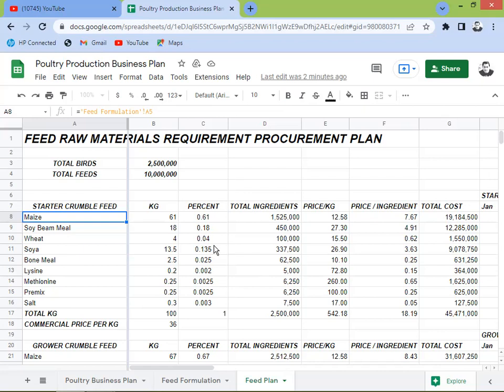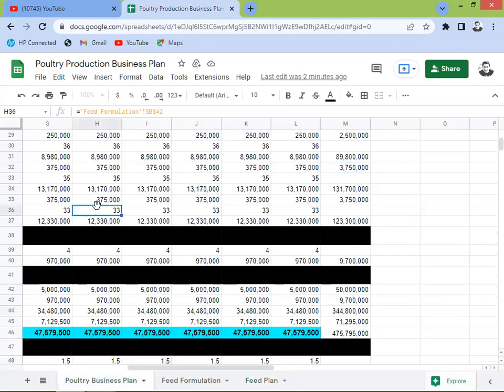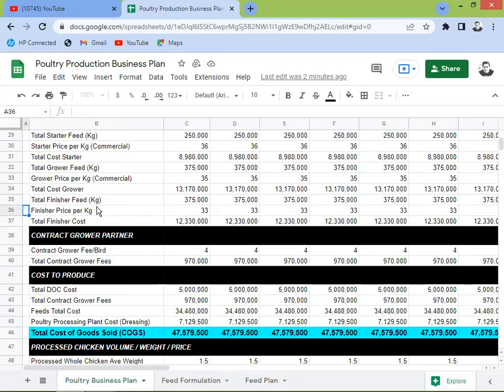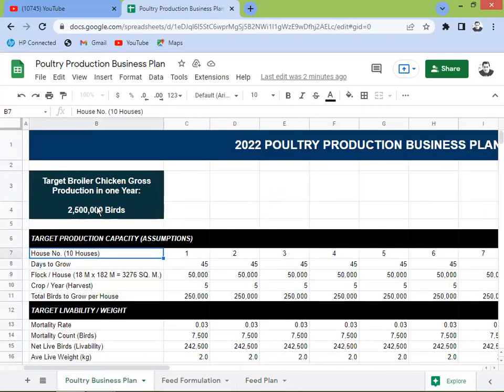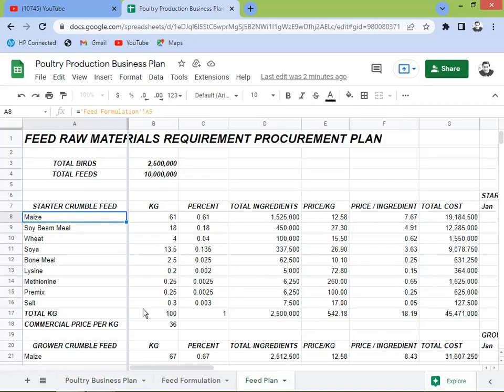So for you to understand this exercise, you need to watch the poultry business planning from the first sheet that we have, this one. You need to watch this because we're doing the plan for the poultry, the broiler chicken plan. Then we also just did our feed raw materials for our feeds, no? Requirement procurement plan in terms of the volume and in terms of the budget.